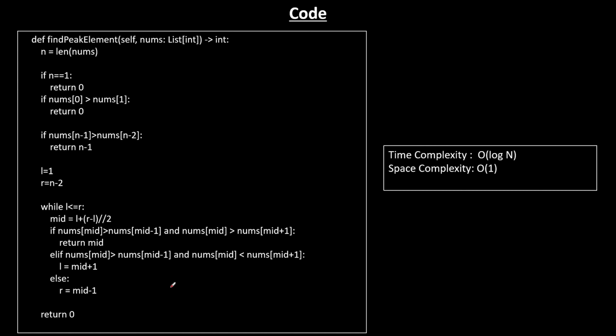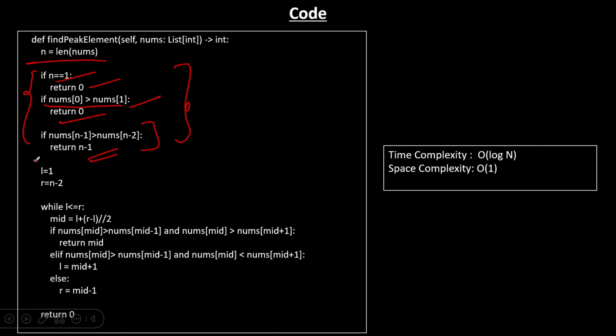The code is the exact copy of the approach we discussed. Let's understand it line by line. First, taking the length of the nums array given to us, we check for the base cases or edge cases. If n is 1, return index 0. If the value at index 0 is greater than the value at the first index, return 0 again. Similarly, if the last index value is greater than the second-to-last index value, return the last index. I know it sounds confusing, but this is a very simple thing. L equals 1, R equals n minus 2, because we have already checked the 0th index and the n minus 1 index, so we'll go for the remaining ones.